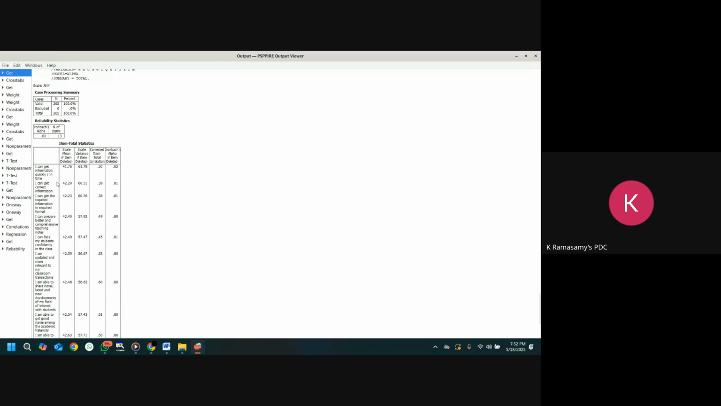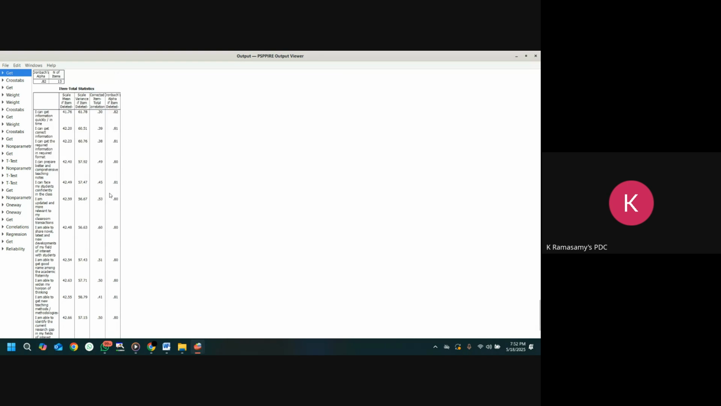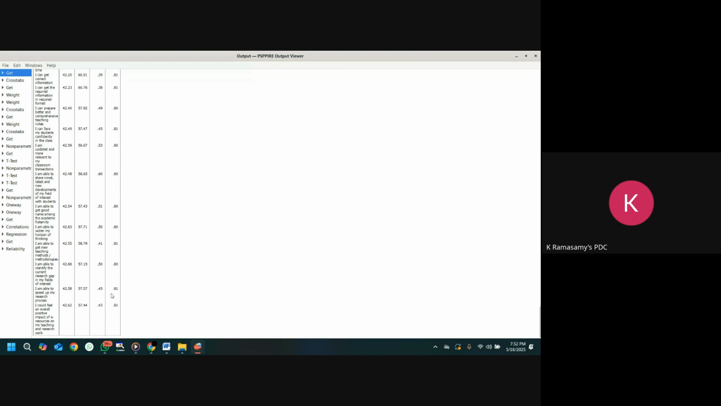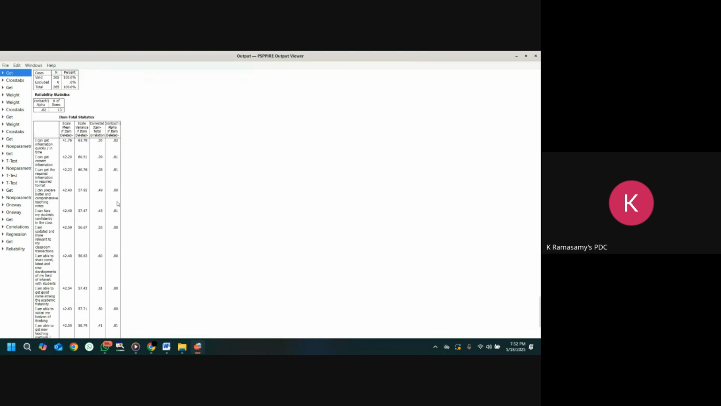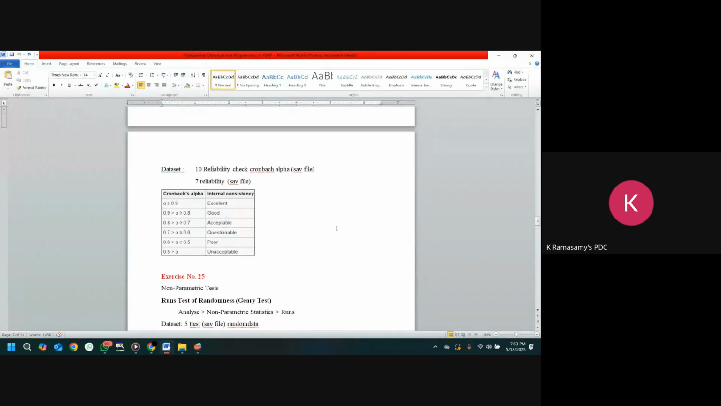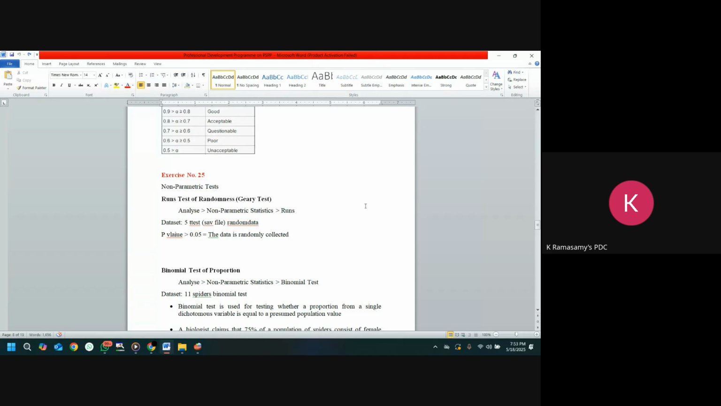See, you remove any item, the score will not go beyond 82. You can check here. Everything 80, 81, 82 maximum. So by removing any item, I will never get more than 82. So I take all the 13 items, and all the 13 items will be used for my analysis. So that's called the reliability analysis. Very, very important. Fine. Then next 10 minutes, we'll talk about non-parametric tests.